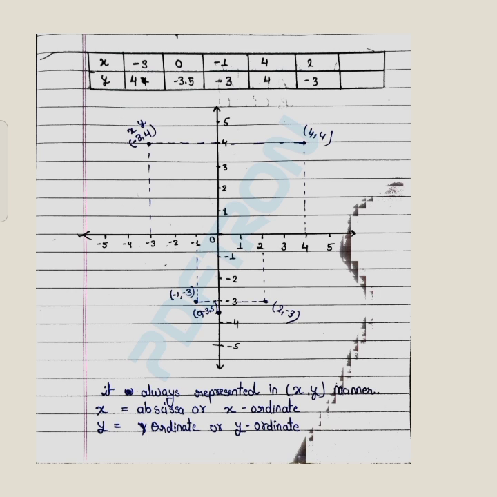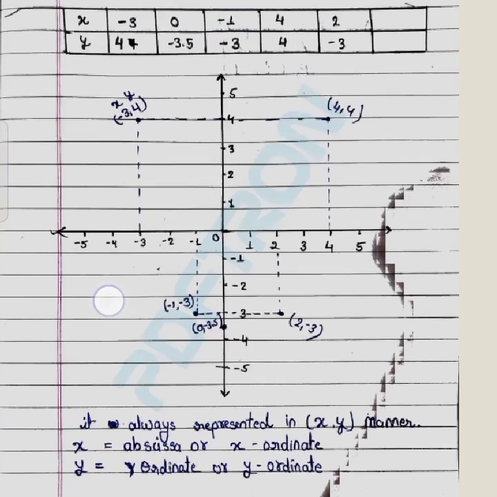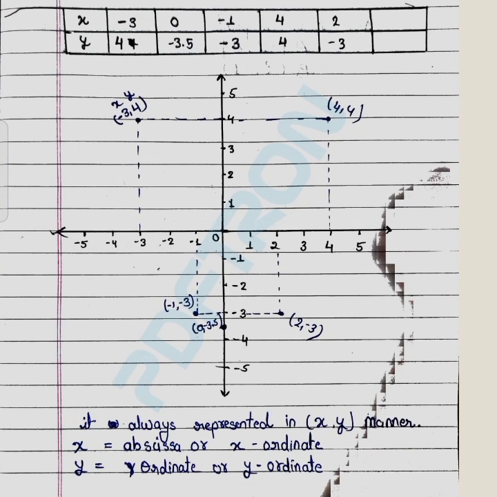Here -3 is also known as the abscissa or x coordinate, and 4 is known as the ordinate or y coordinate. There are also some other points. Next, move to the second point, in which the abscissa is 0 and the ordinate is -3.5. So 0 is the same for all axes. Then we find -3.5 in the y downward direction and locate it by a dot.